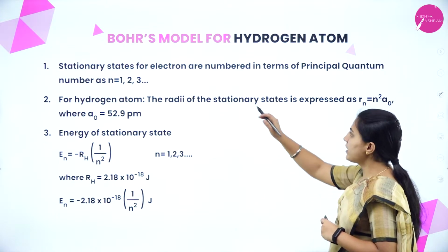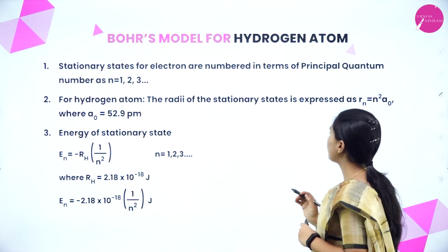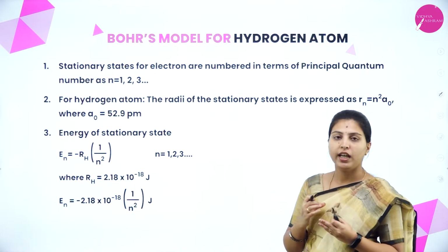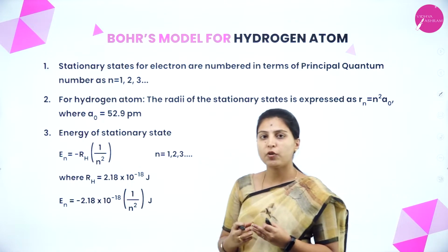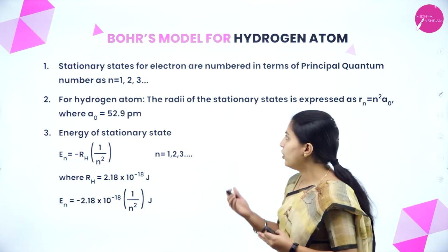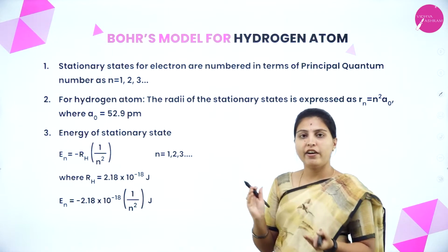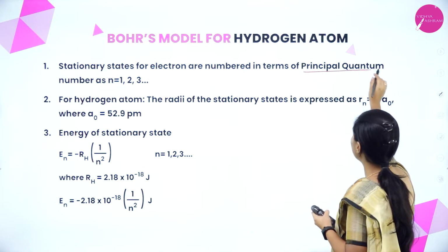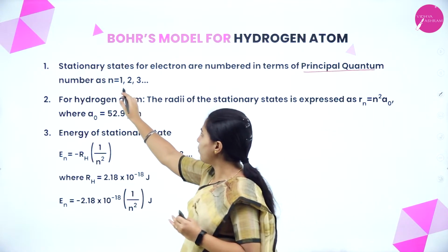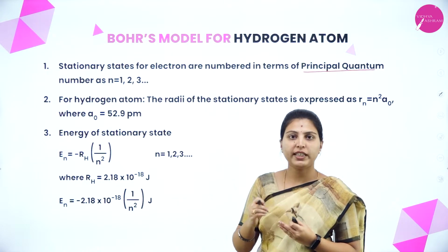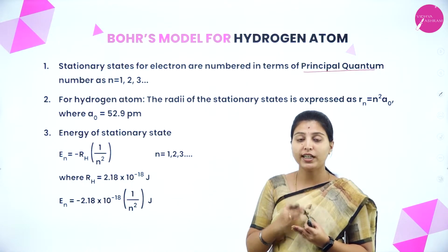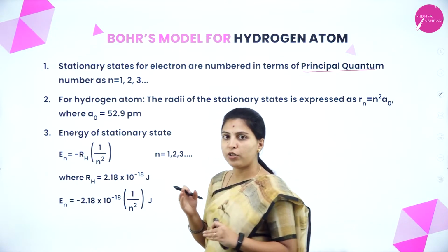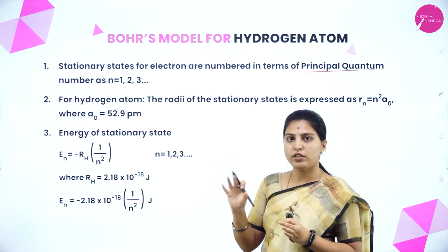And next, stationary states for the electron are numbered in terms of the principal quantum number. How the stationary states have been named, meaning the principal quantum number, you will see in the next session. So, now the stationary states of the electron will be designated by the principal quantum number, that is n equals 1, 2, 3. 1 means first orbit, second means second orbit. We should know that from the nucleus we start the numbering. 3 means the third orbit of the whole electron system.